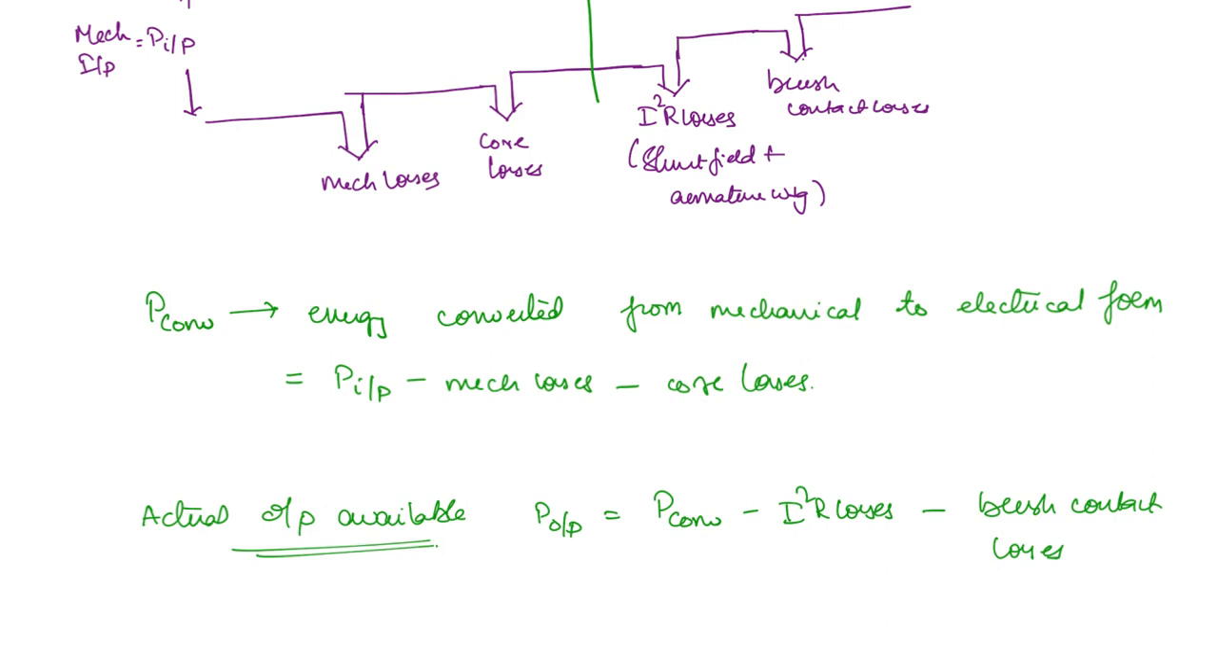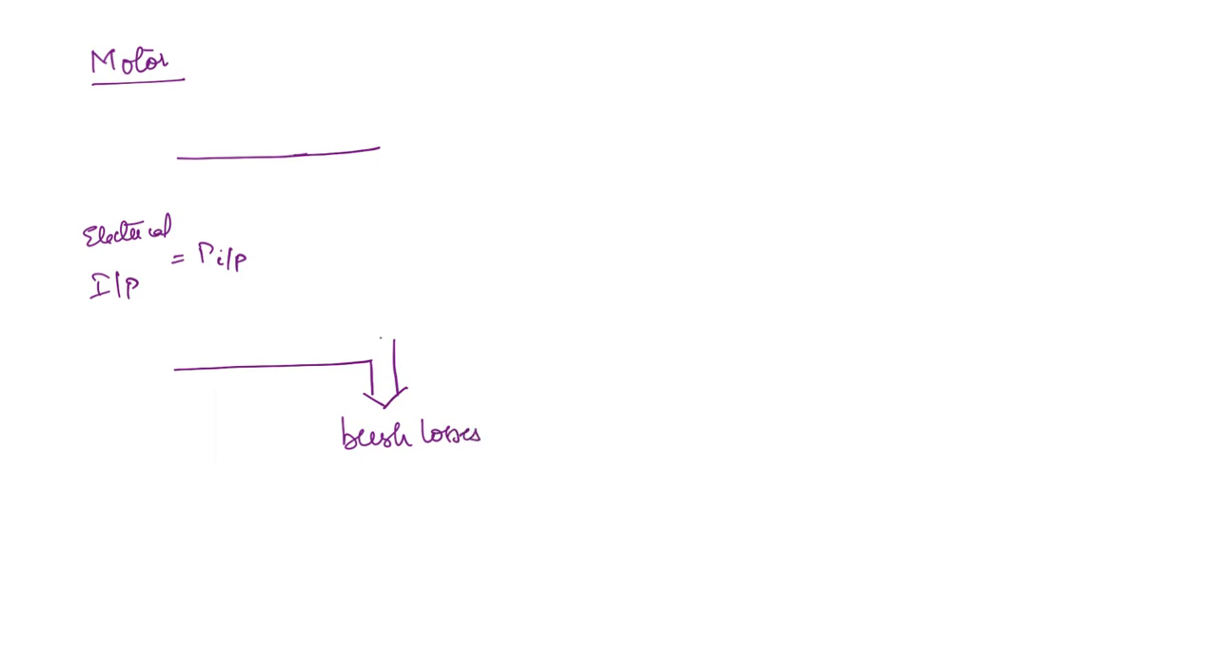Now what about the motor? It is just going to be the reverse. First, what is the energy that is available? Electrical power will be given as input. So this is equal to the input power. Now from this input power, what will be the first losses that have to be removed? The brush losses and the copper losses or the I square R losses, for the shunt field as well as the armature winding. The armature copper losses will be used up.